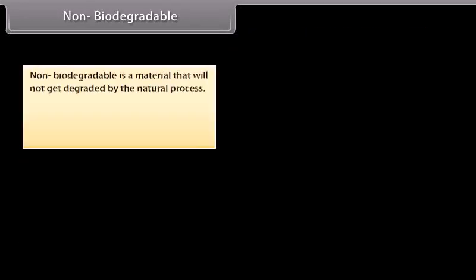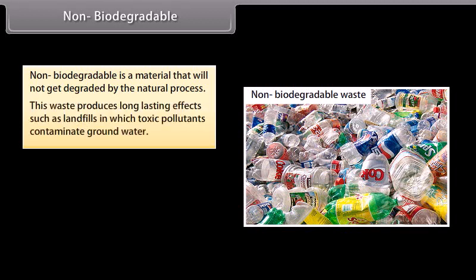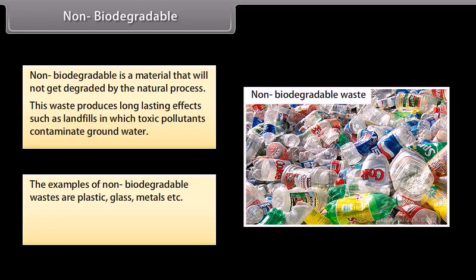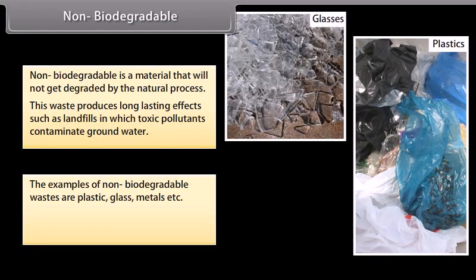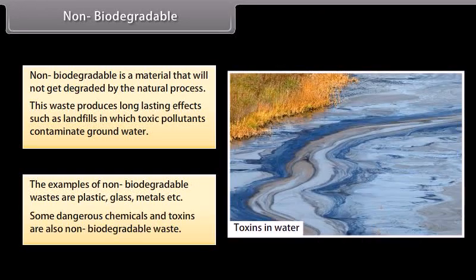Non-biodegradable. Non-biodegradable is a material that will not get degraded by natural processes. This waste produces long-lasting effects such as landfills in which toxic pollutants contaminate groundwater. The examples of non-biodegradable wastes are plastic, glass, metals, etc. Some dangerous chemicals and toxins are also non-biodegradable waste.